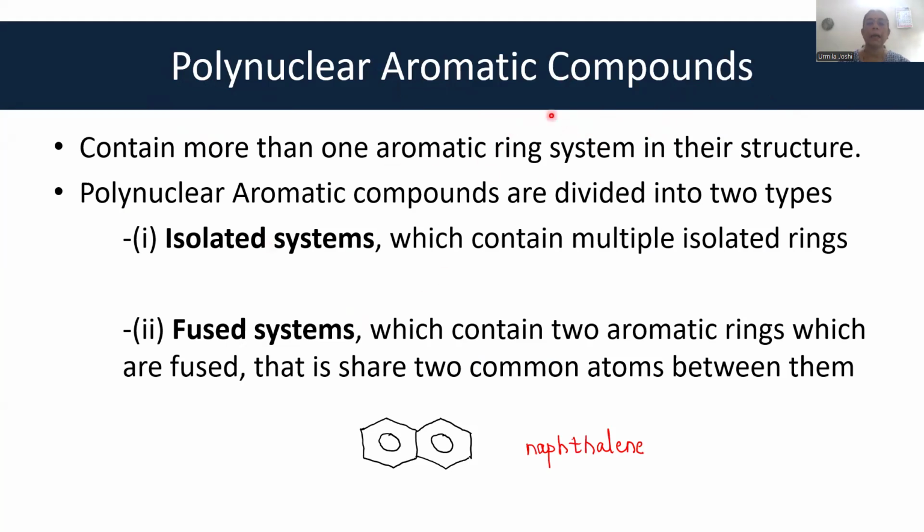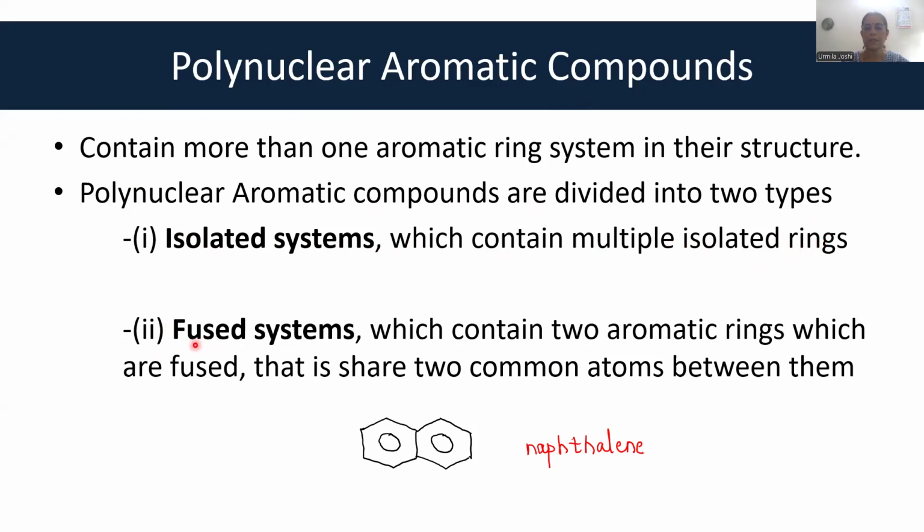These compounds, why are they so special? Because they contain more than one aromatic ring system in their structure. Benzene is one aromatic ring system. These compounds contain more than one ring system. Now, depending upon the arrangement of the aromatic ring systems, the polynuclear aromatics are divided into two types. One are isolated systems, which contain multiple isolated rings. We will see them later.